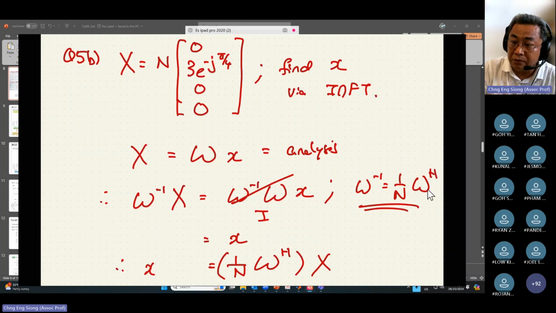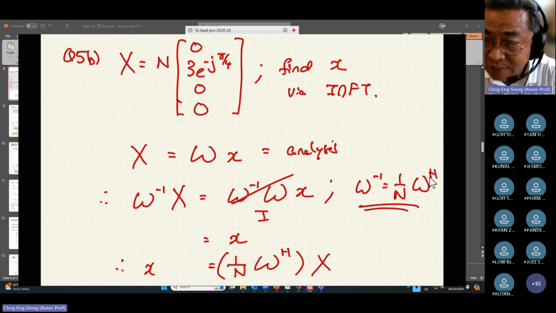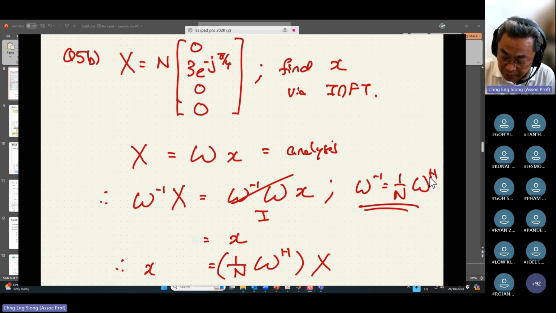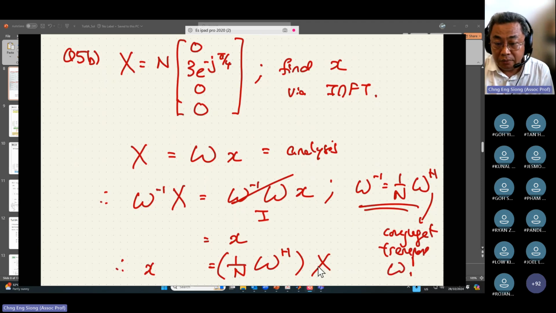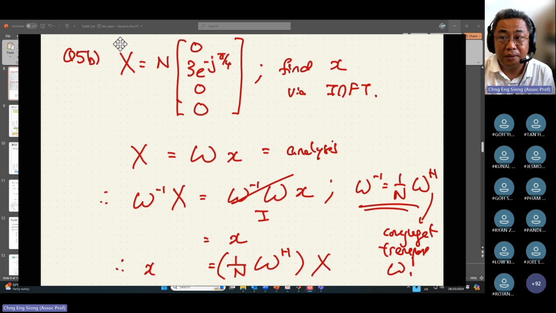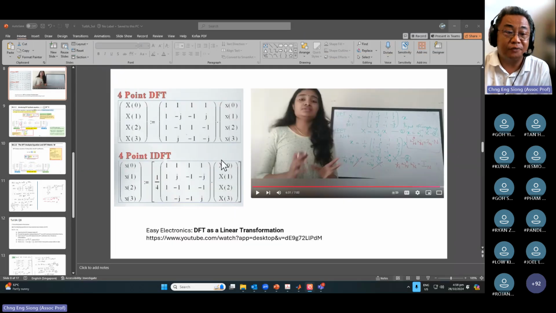Without showing you the proof, I will tell you now that W minus 1 is 1 over N WH. And WH is nothing but the conjugate transpose. So this is the conjugate transpose of W. And then we have this equation over here. So now I'll show you what you should do if you are short of time. Okay, I repeat.